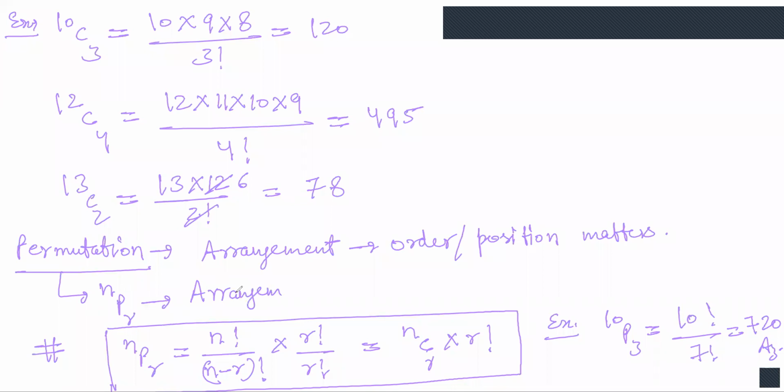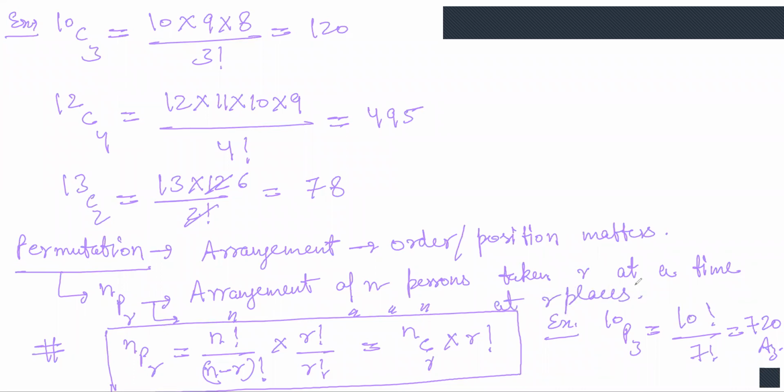Arrangement of n persons taken r at a time. So 10P3 means arrangement of 10 persons taken 3 at a time. We are arranging 10 persons on 3 positions. This is arrangement of n persons at r places. You can also understand it like this: arrangement of n persons at r places, not r persons at n places.